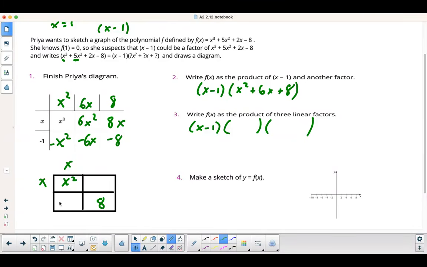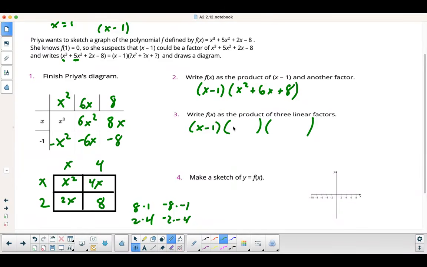Now 8. What numbers could I multiply to get 8? Well, I got 8 times 1. I got 2 times 4. And I also have negative 8 times negative 1 and negative 2 times negative 4. Those would both give me 8. So remember, these two here have to add up to give me 6. So I think the two that are going to work is 2 and 4. So I get a 2x and a 4x. And if I add those up, I get 6x, which is what my polynomial had. This has to match up what those add up to.